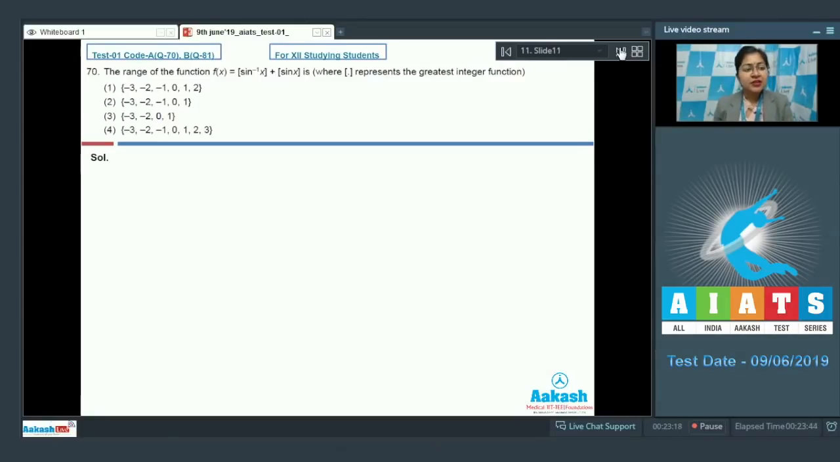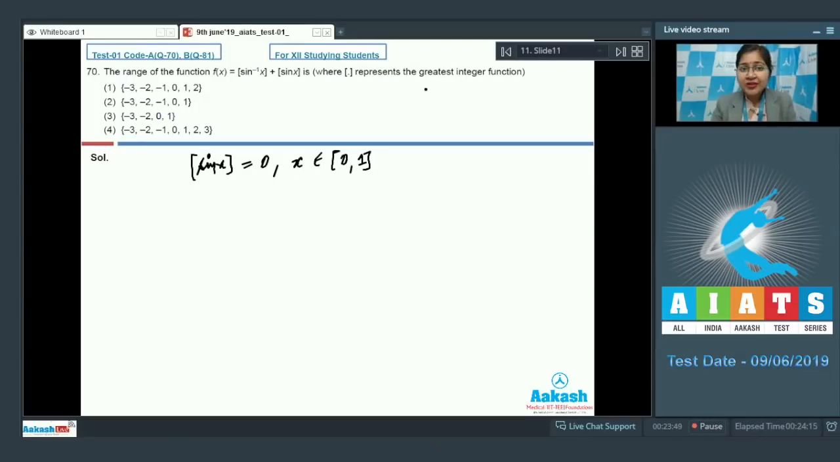Next is question number 70, which says: the range of the function f(x) equal to greatest integer of sine inverse x plus greatest integer of sine x is, right? So let's break the function. Firstly, let's talk about the greatest integer of sine x. Now this will be equal to 0 for x going from 0 to 1.